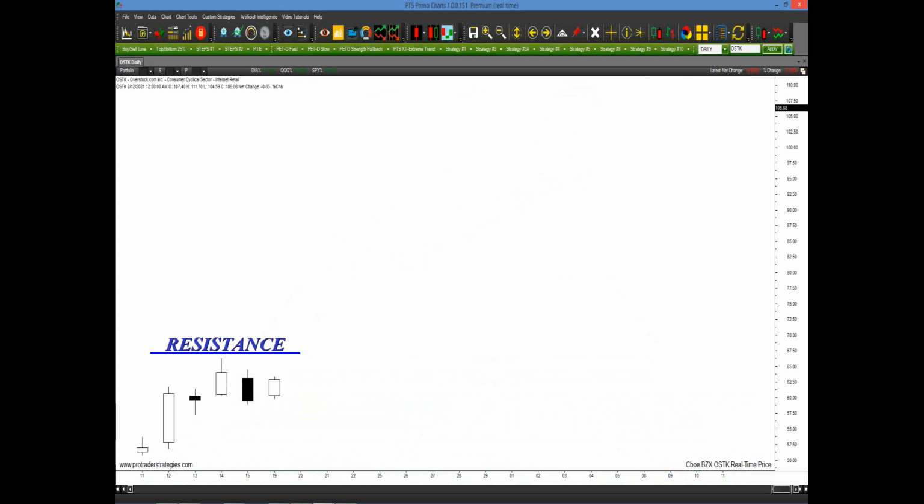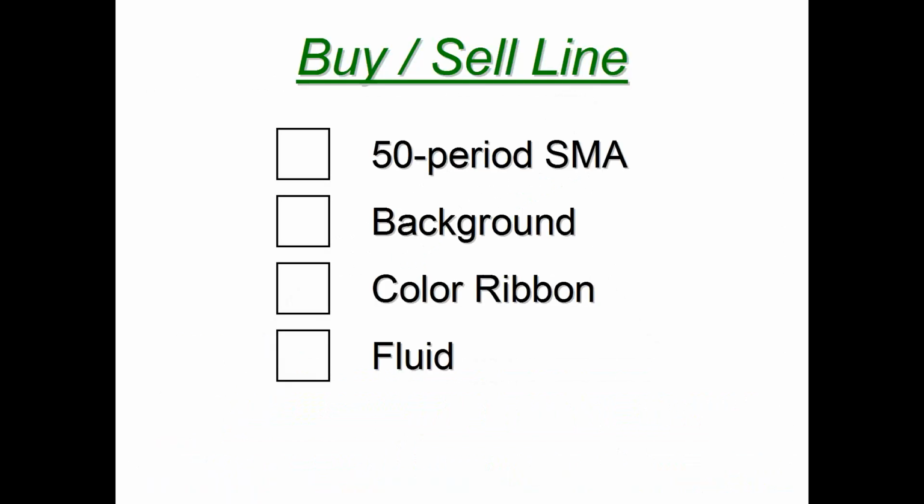That chat room I go to says this is where the institutions are selling, and I don't want to go against those big buck institutions, so I probably want to be a seller here too, unless we break out, but I'm going to wait for that. Well, let's apply the buy-sell line.